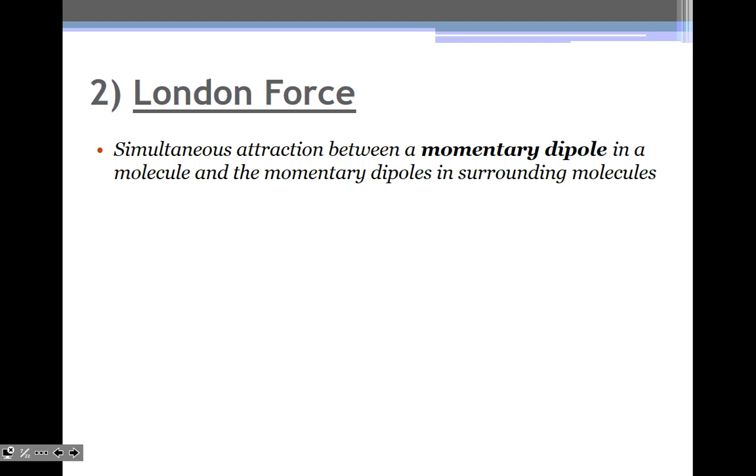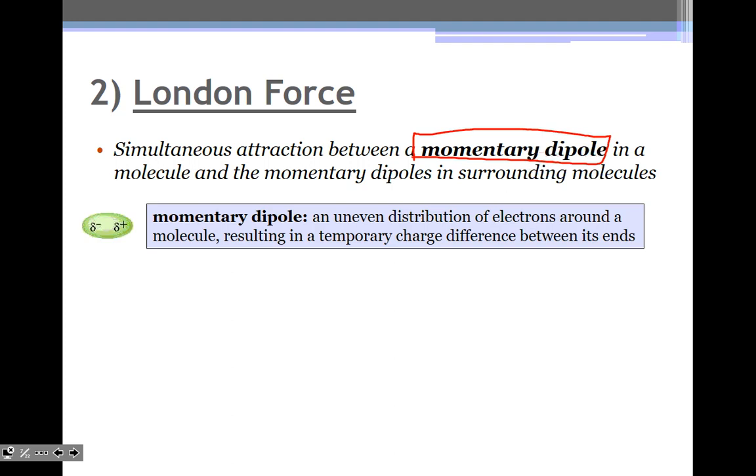What is a London force? A London force is a simultaneous attraction between a momentary dipole. Now it's not a permanent dipole, it's a momentary dipole, and they actually last for a fraction of a second. And the momentary dipoles in surrounding molecules. So let's break that down. What does it mean?